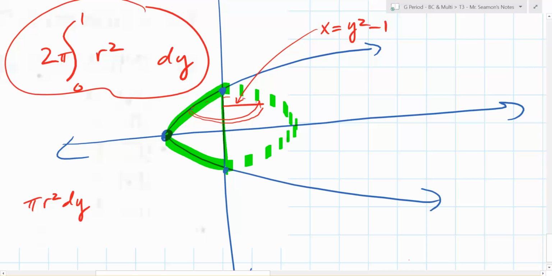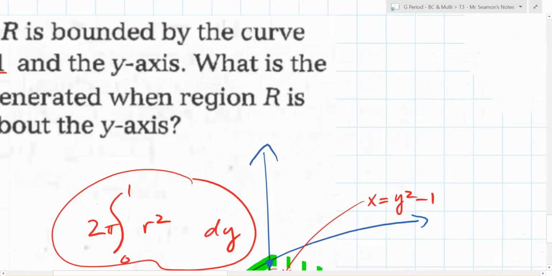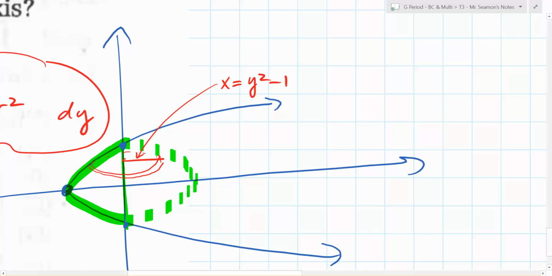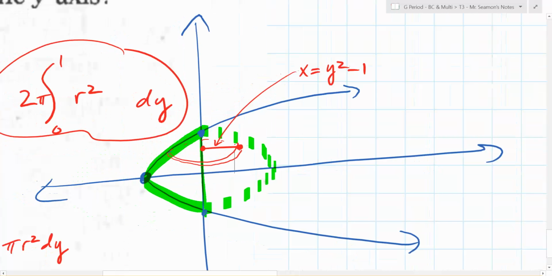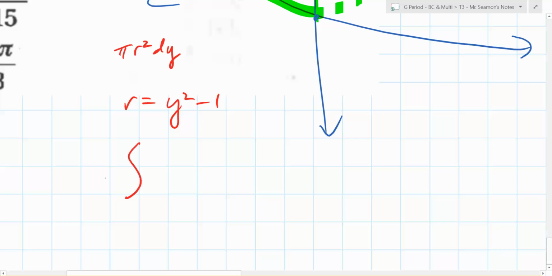We know that that distance right there, x, is equal to what? Is it already nicely written in terms of y for us? I think that's what the equation is, right? Yeah, x is y squared minus 1. We want this distance from here to here, and we want it in terms of y. Do we already have it in terms of y? Yeah. So r, in this case, is equal to y squared minus 1. So what are we integrating? 2 pi, 0 to 1 of what? y squared minus 1, squared, dy.